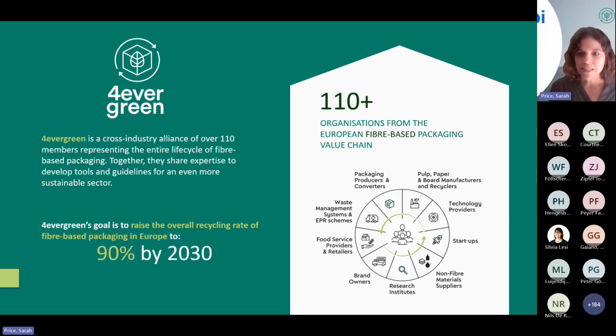And you may ask what brings us together, but it's essentially this common goal that we've defined for ourselves, and that's to raise the overall recycling rate of fiber-based packaging in Europe to 90% by 2030, and moving beyond where we currently sit today, around 82.5% or 82%.